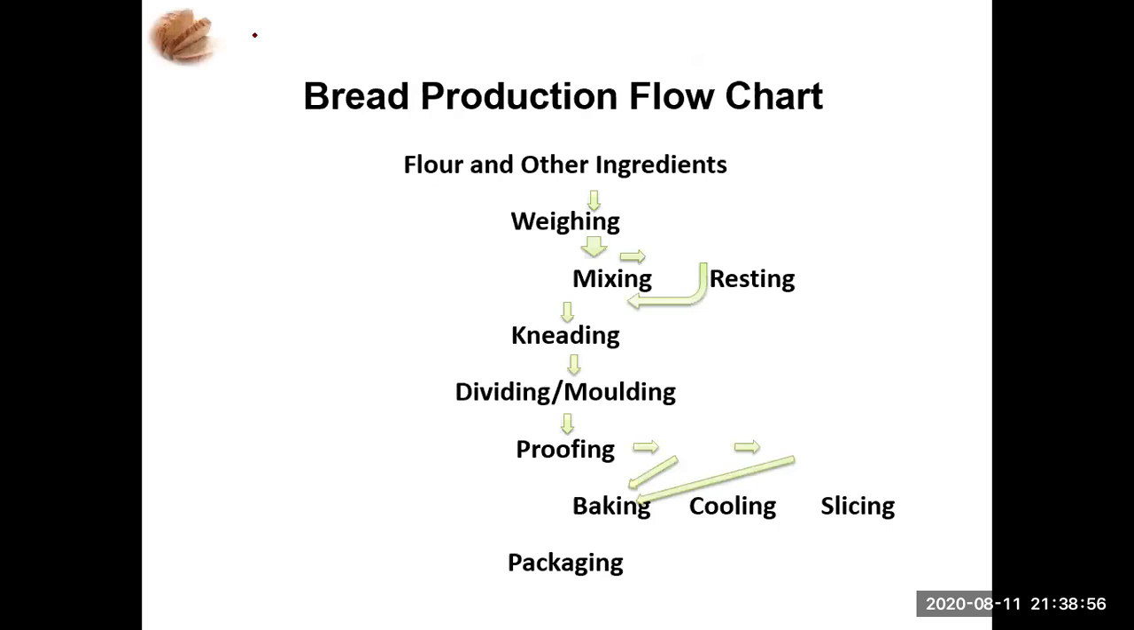First of all, here is a flowchart of how bread can be made. First, you have to prepare the flour and other ingredients, then bring them together according to your recipe. After that, you have to mix. After mixing, there will be some resting time and then kneading. Then you will divide the dough. Then it will go for proofing. After that, it will go for baking, cooling, slicing, and last of all, packaging.